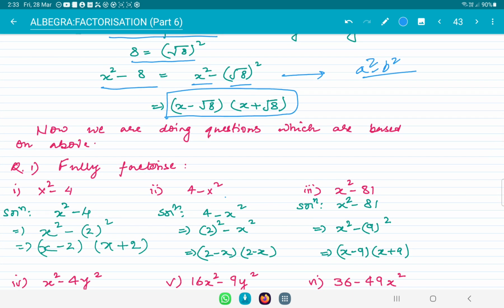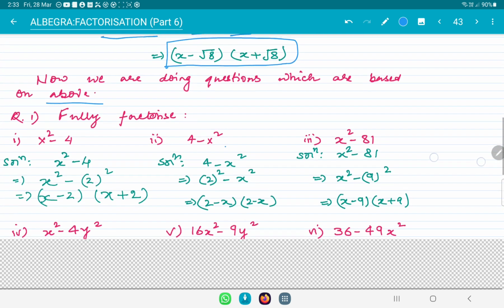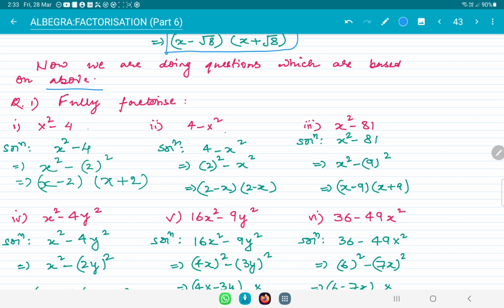Now we are doing some questions which are based on what I have already explained. First I will explain the meaning of fully factorized. Fully factorized means you have to do it till that stage where your final answer is simplified.